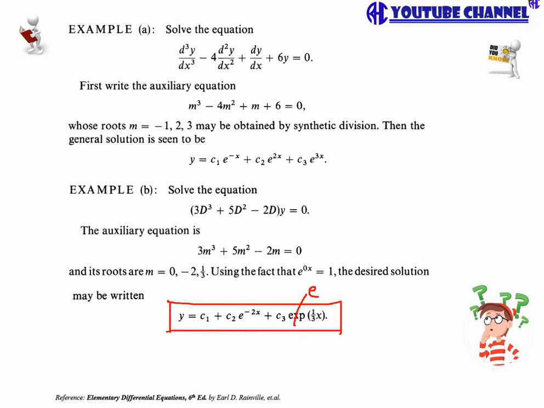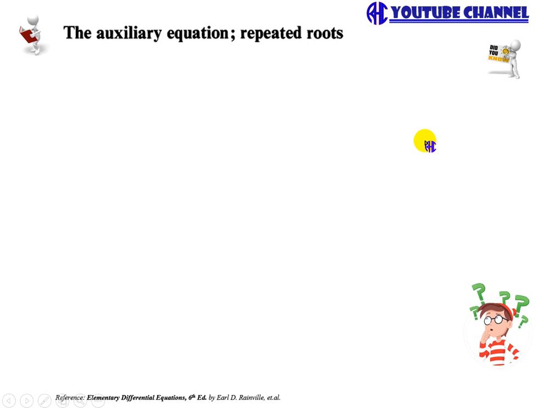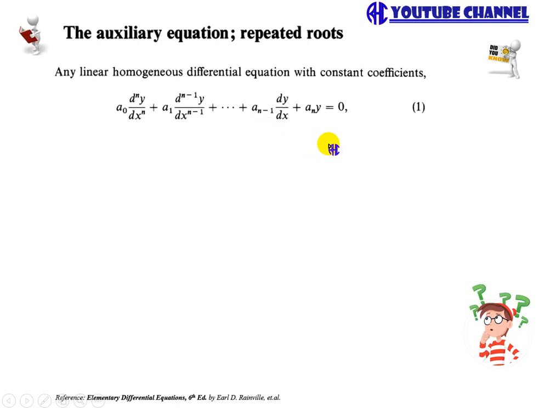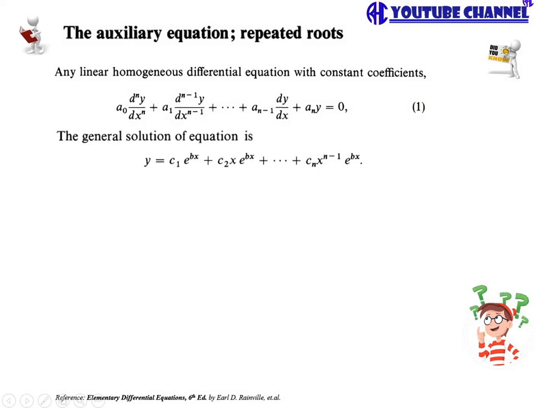Okay, so let's continue. So maliban sa distinct roots, of course, hindi parehas yung auxiliary equation na mag-formulate natin. Minsan may lalabas na repeated roots na yan. So any linear homogeneous daw, homogeneous, hindi non-homogeneous, dapat homogeneous. Okay, so the general solution daw, pwede natin yan isulat in this form. Kung mapapansin ninyo, same lang.